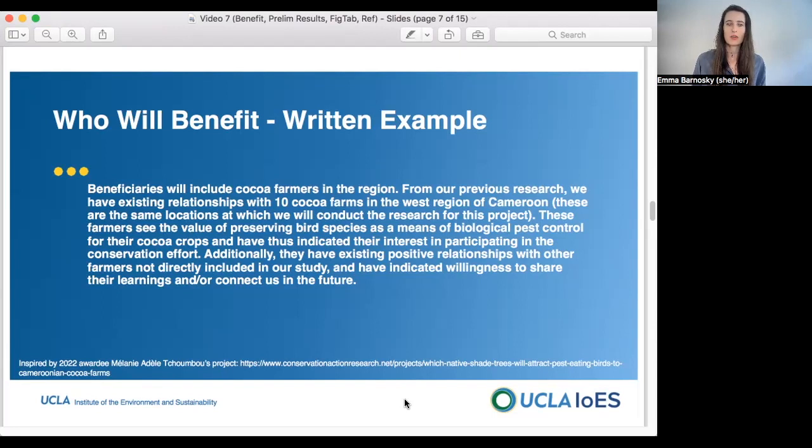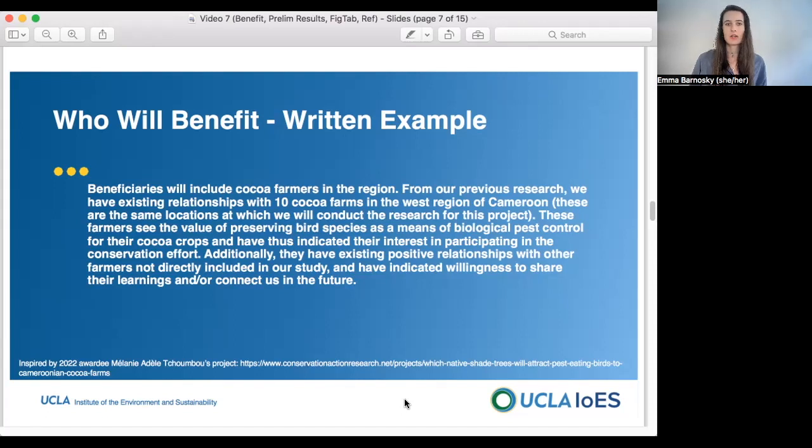These farmers see the value of preserving bird species as a means of biological pest control for their cocoa crops and have thus indicated their interest in participating with the conservation effort. Additionally, they have existing positive relationships with other farmers not directly included in our study and have indicated willingness to share their learnings and/or connect us in the future.